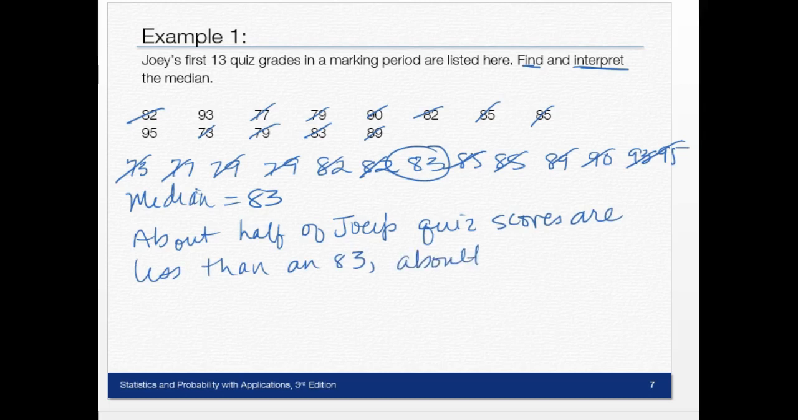About half are greater than 85. Okay, or 83. So when you're asked to interpret, make sure you put a full sentence in context. Okay, you will be asked to find it and interpret. Don't forget both parts. Now, a shortcut to this, I'm going to show you, has to deal with number 2.